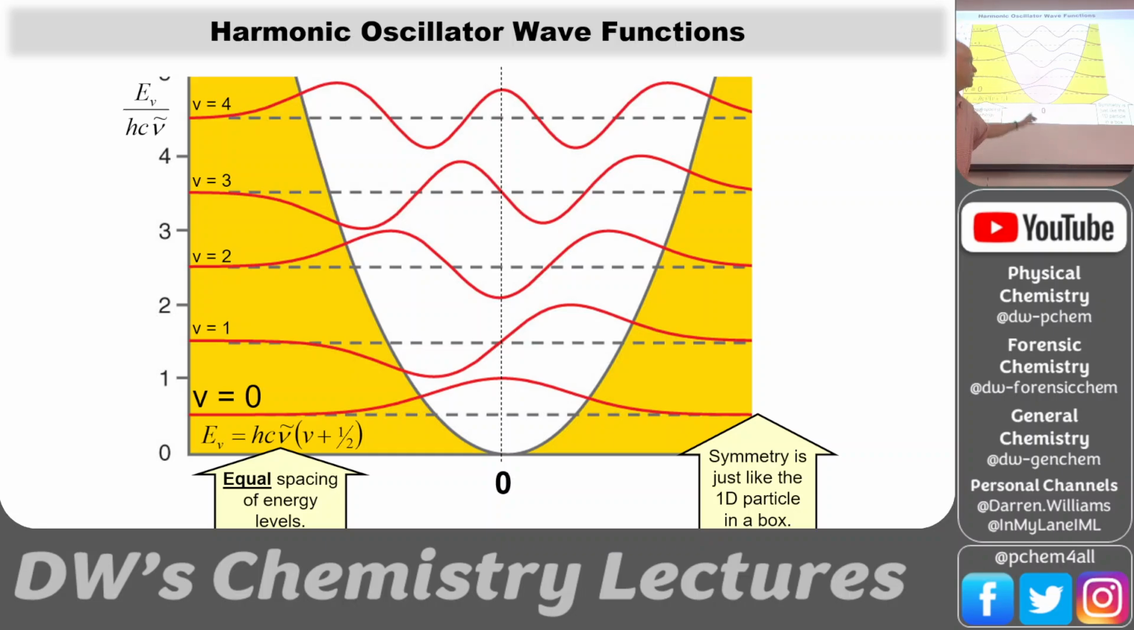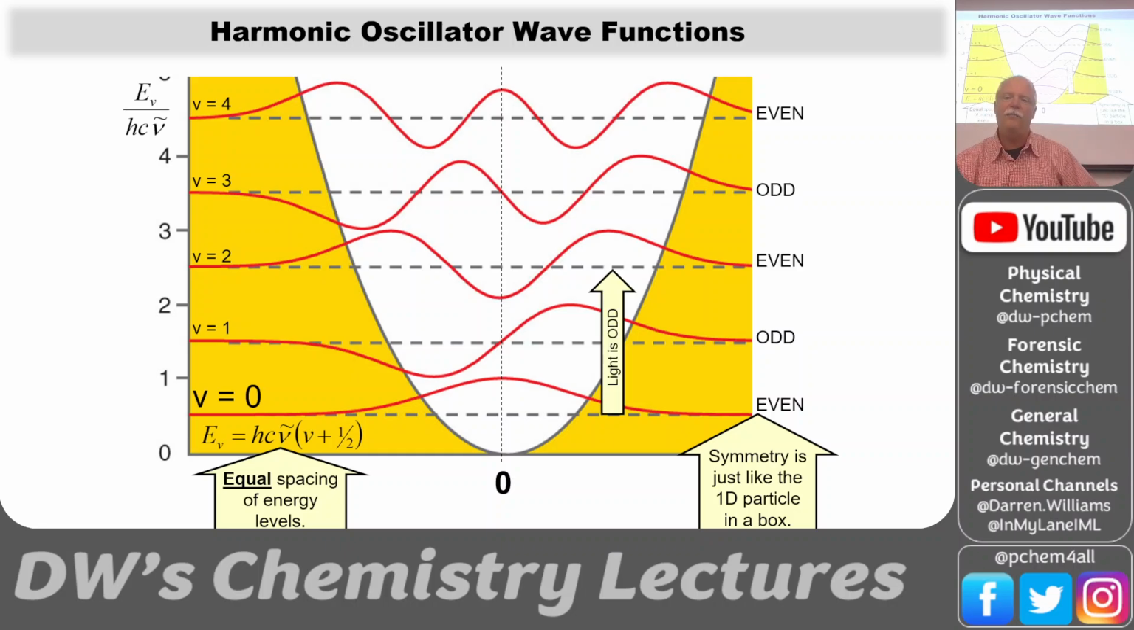They also look like the particle in a box symmetries. Notice this one is even. If I put a mirror here, the left and the right look the same. If I put a mirror there, left and right look the same but are opposite sign. Okay, so that's odd. So we have even and odd, just like we have in the particle in a box. And so we're going to have, at the very minimum, the same selection rules that we had with the particle in a box, as a first approximation. Okay.